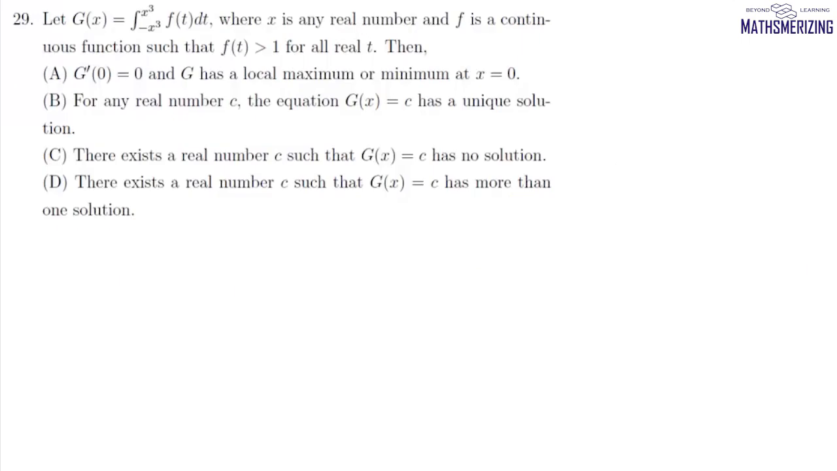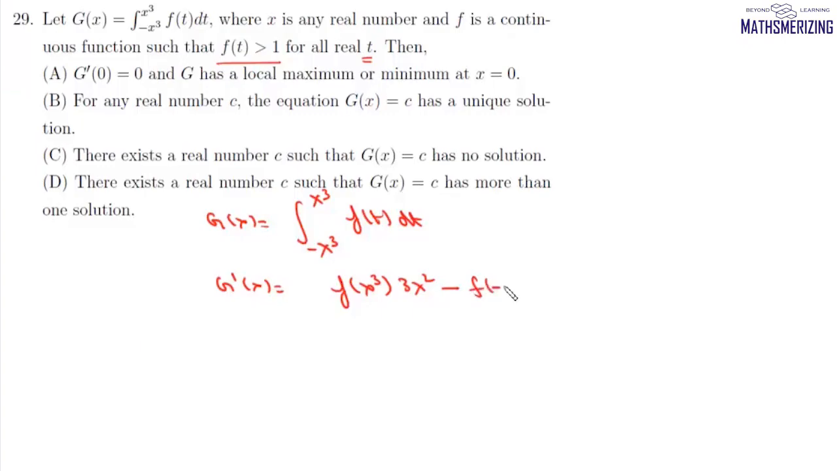And question number 29, it says, this g(x) function is defined as this integral from −x³ to x³ of f(t) dt, where f(t) is greater than 1 for all real t. Then we need to find which of the following options is correct. Now we can find g′(x), and g′(x) will be f(x³) into 3x² and then minus f(−x³) into (−3x²).